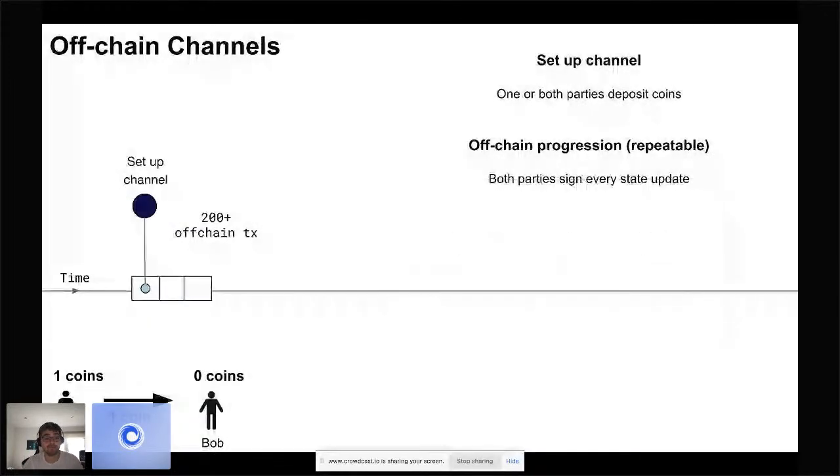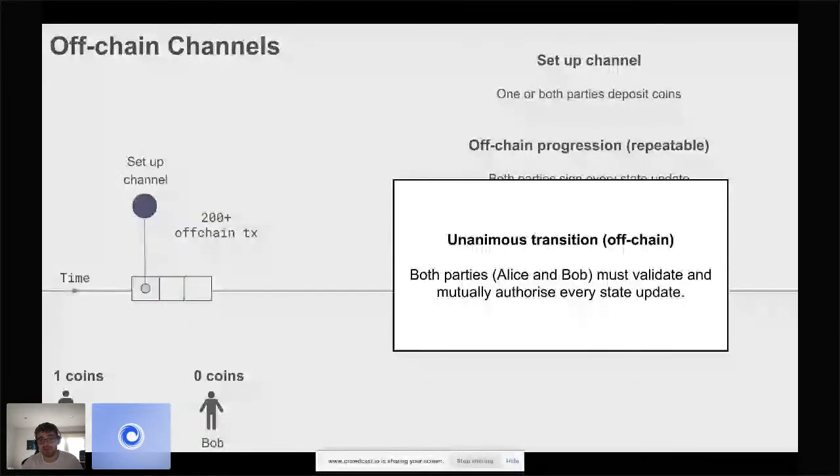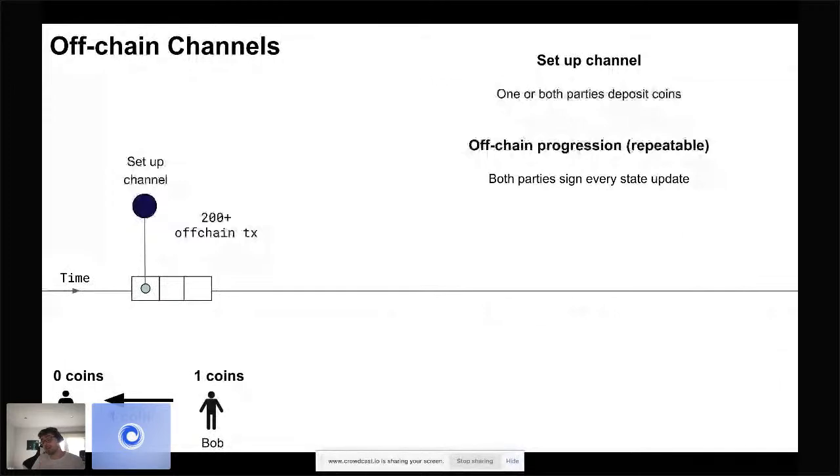So how does this work? When Alice sends one coin to Bob, Alice will sign this and give it to Bob. And then Bob will sign it and give it back to Alice. And when both parties have exchanged signatures, in the naive case, they've both agreed that Bob now has the one coin and Alice has 0 coins. And basically, that's how a payment channel works. There's two parties sending messages back and forth locally between themselves. And it looks like this really cool little animation here. And that is how you do transfers in a payment channel.